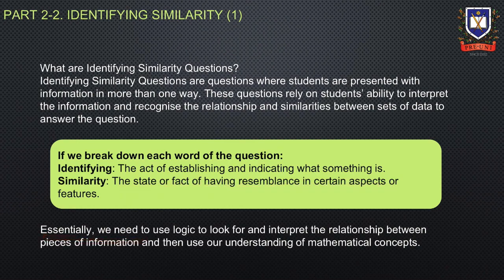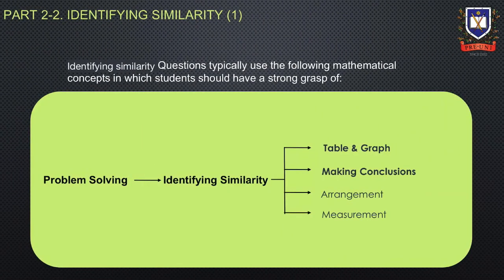Essentially, we need to use logic, which is the foundational part of problem solving, to look for and interpret the relationship between pieces of information, and then use our own understanding of mathematical concepts to solve the question. Identifying similarity questions typically use the following mathematical concepts in which students should have a strong grasp of. These are table and graph, making conclusions, arrangement, and measurement. In this lesson, we will be covering the first two, table and graph, and making conclusions.